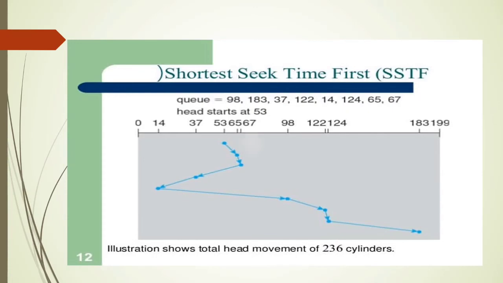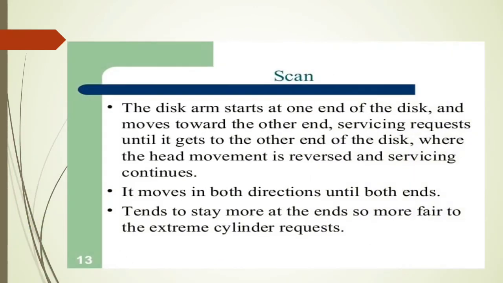The next algorithm in hand is SCAN. According to this algorithm, the disk starts from one end and moves towards the other end, servicing all the requests on its way. Once it reaches the other end, the arm is reversed and again services all the requests on its way. So it will be moving in both directions, from this end to that end.